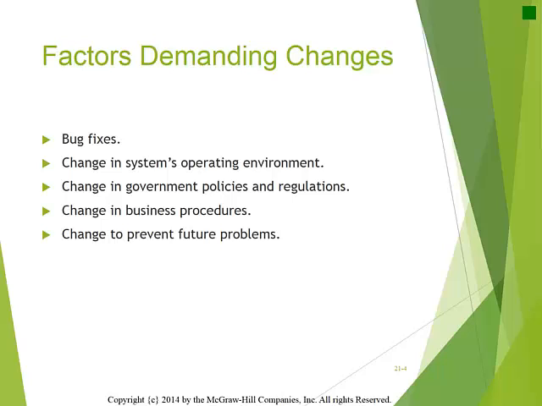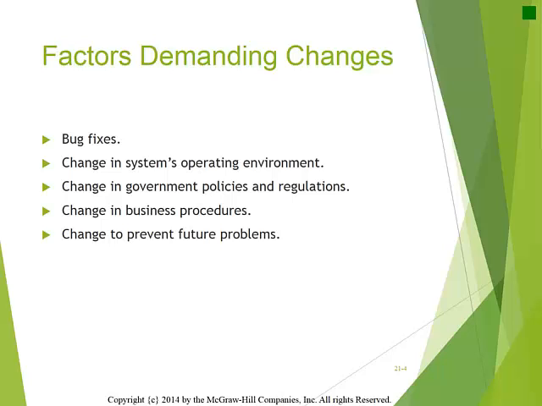2. Changes in operating environment. Changes in hardware, software system configuration, or platform may require software modification. 3. Changes to government policies and regulations. Changes to government regulations and policies may require software system changes to comply with the new regulations or policies. 4. Changes to business procedures. Business procedures are automated by software systems. When business operations change, software systems must change accordingly.